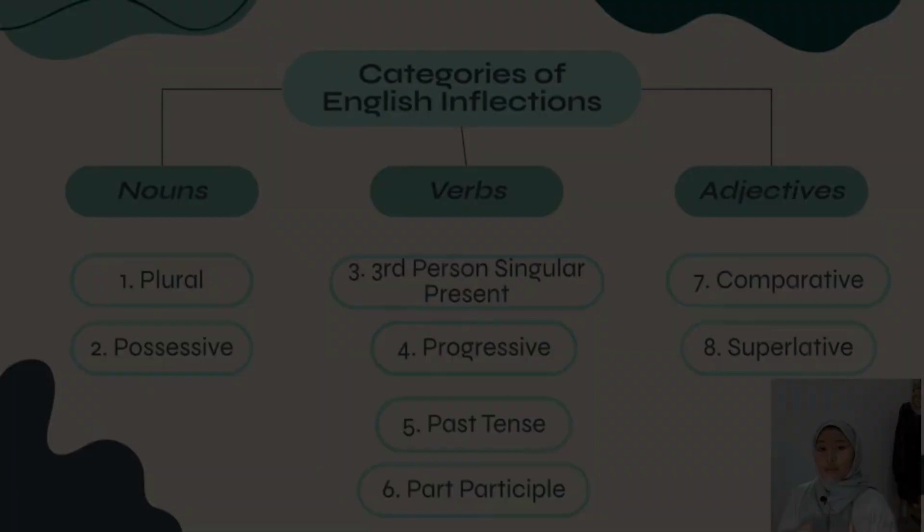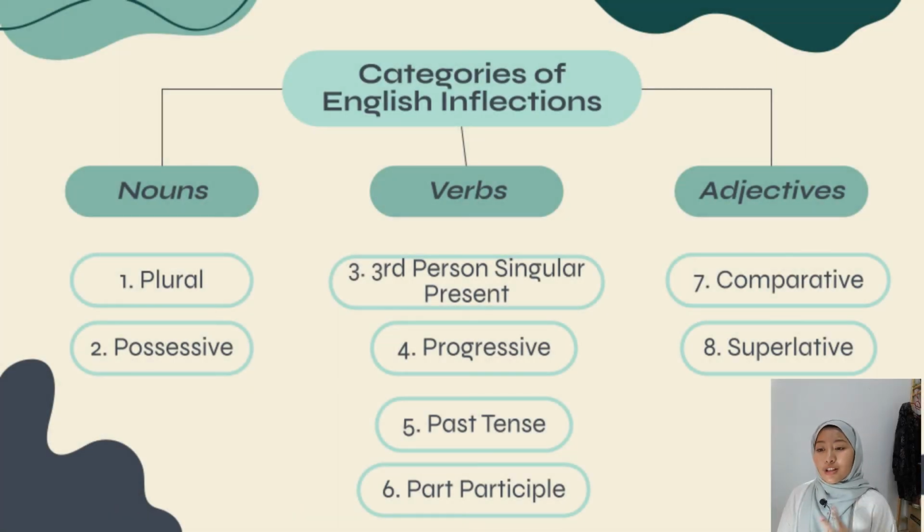So, as a quick recap, let us look at this diagram that portrays the tree or the mind map of the 8 categories of English inflections. These English inflections are divided into 3 grammatical categories, which are nouns, verbs, and adjectives, and underneath them we can find these different types of inflections. So under nouns, there are 2. Remember, the plural -s and the possessive apostrophe -s.